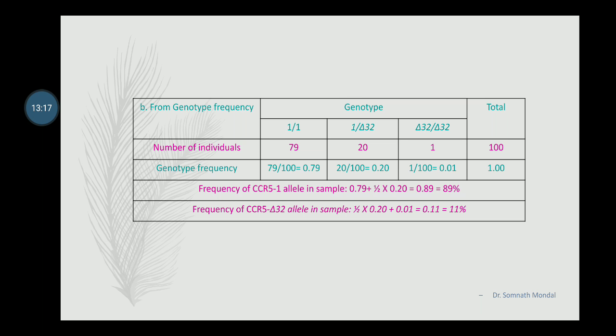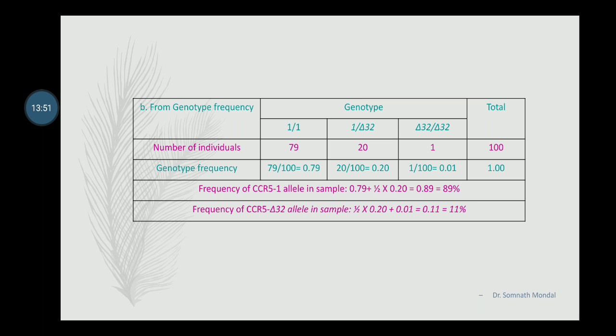Now, from genotype to allele frequency, let's calculate. The allele frequency of the 1 allele should be 0.79, where both loci have the 1 allele, plus half into 0.20. Why half? Because 0.20 is the heterozygous, where half is the 1 allele and half is the del 32 allele. That is why half into 0.20. So the value is again 89%.